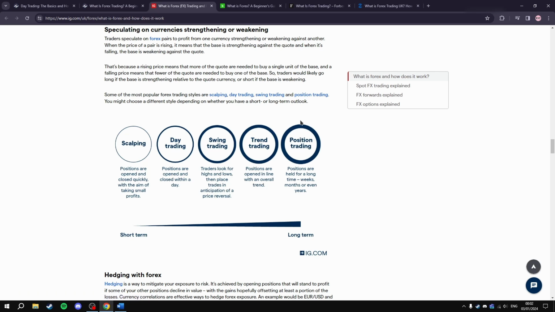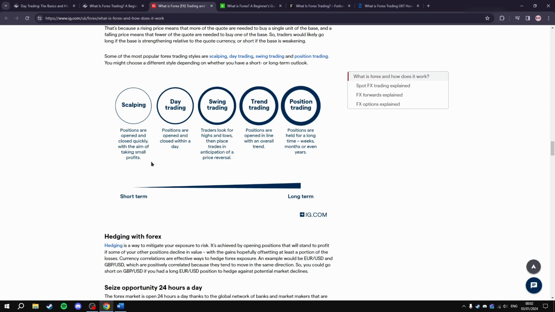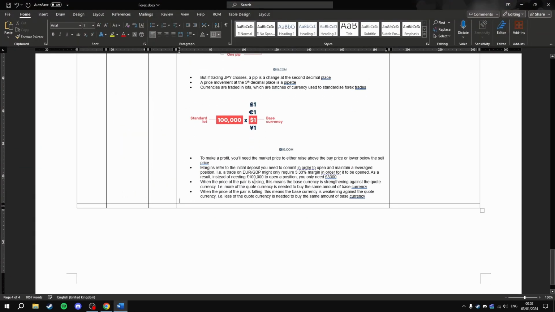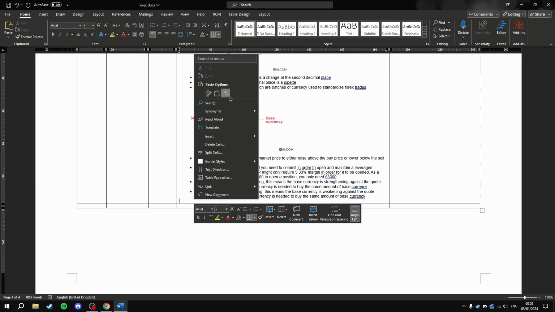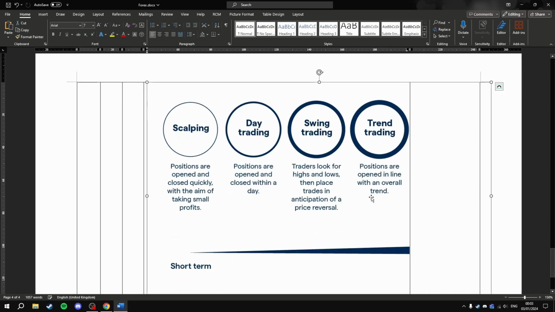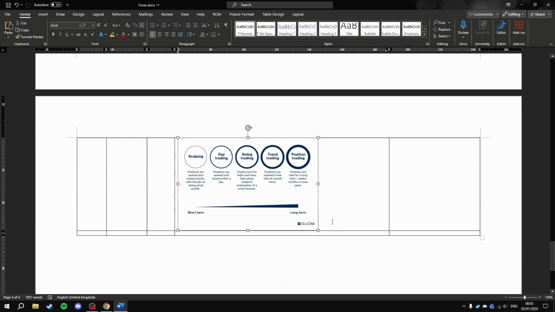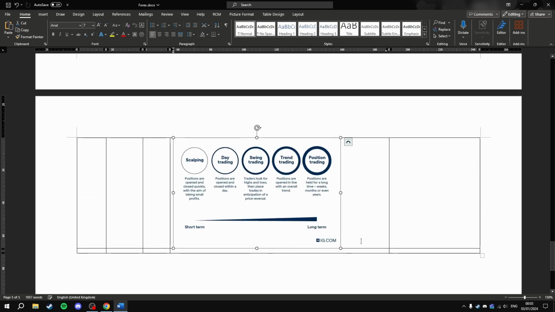Scalping, day trading, swing trading, position trading. You might choose a difference by whether they have a short or long term outlook. Scalping: positions are opened and closed quickly with the aim of taking small profits, closing within a day. Ooh, this is a very good image. I think these are some of the trading techniques to use, whether you want to go long term or short term.